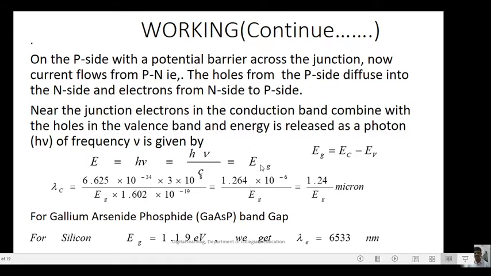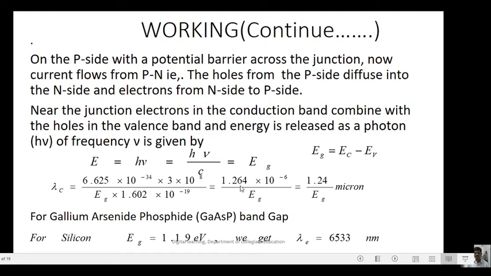the velocity of light, and Eg is the energy gap. Energy gap is equal to Ec minus Ev, the difference between the conduction band and valence band. So here lambda c is the emitted wavelength: 6.625 into 10 raised to minus 34 into 3 into 10 power 8 divided by Eg, divided by 1.602 into 10 power minus 19.